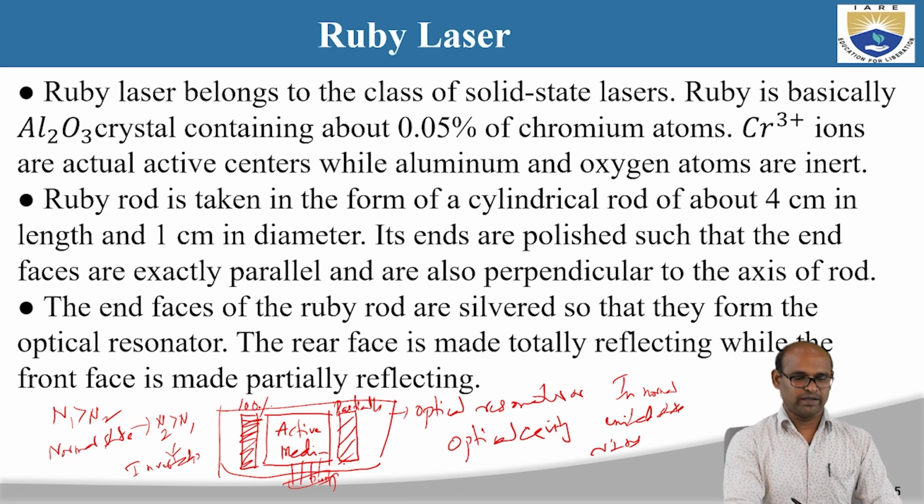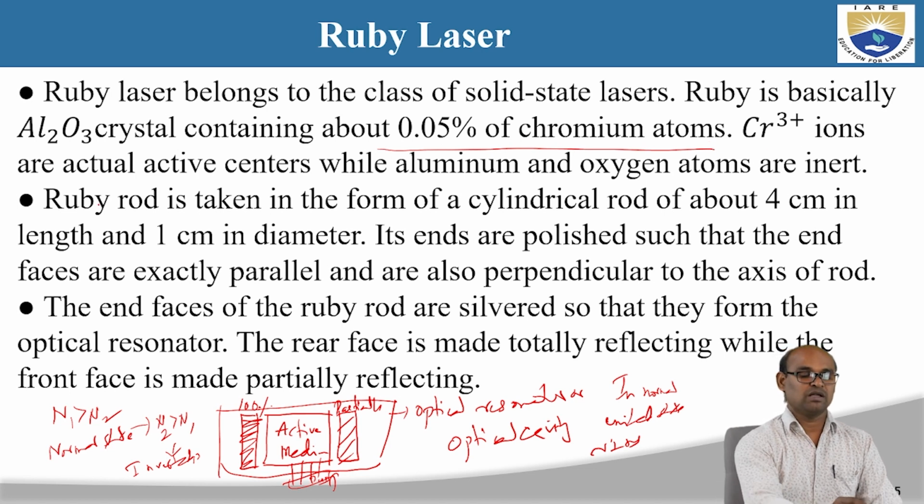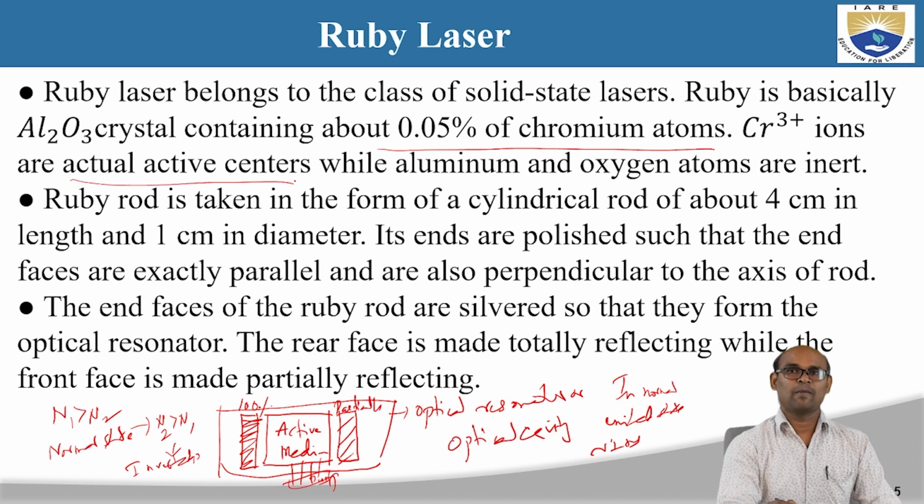That is the reason why in the ruby laser you have a host medium of Al2O3, aluminum oxide crystal, and this crystal doesn't have a metastable state. It has only a normal excited state, and with that you don't achieve population inversion. That is why we add active centers, which are impurities: chromium atoms, 0.05% of chromium atoms. These chromium atoms are the actual active centers. That means they provide us the metastable state to achieve population inversion.